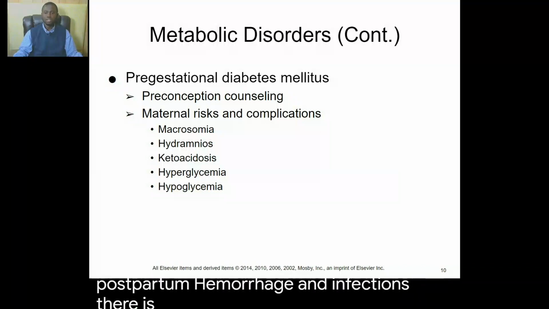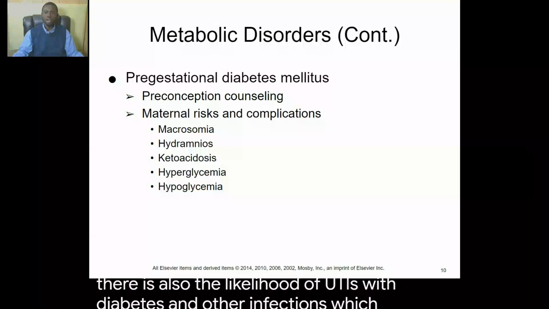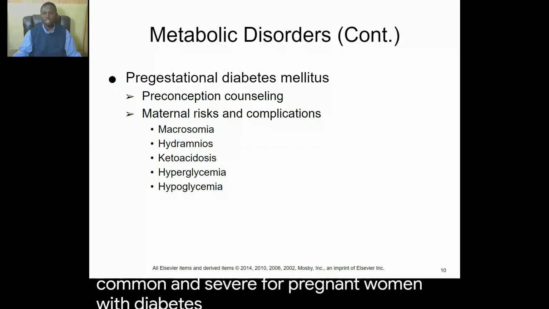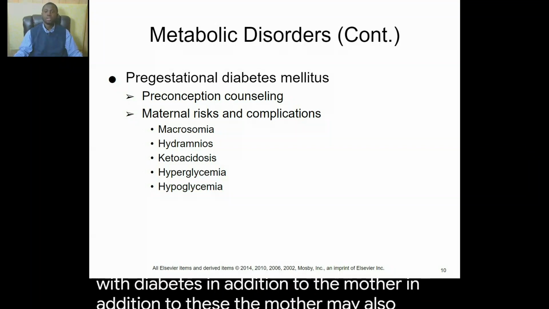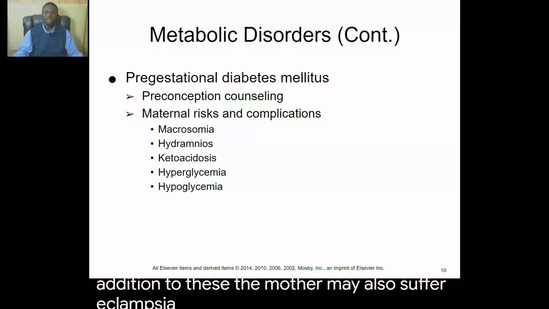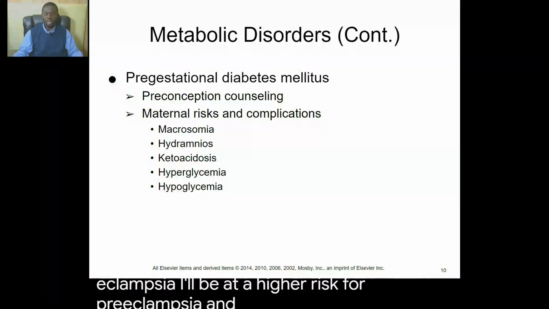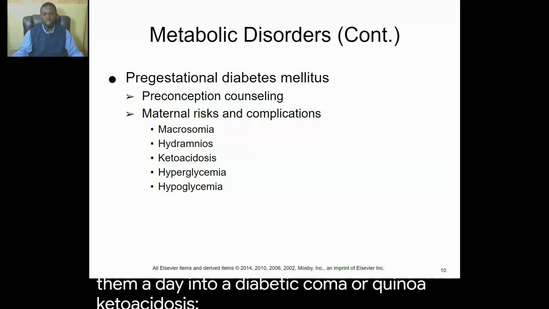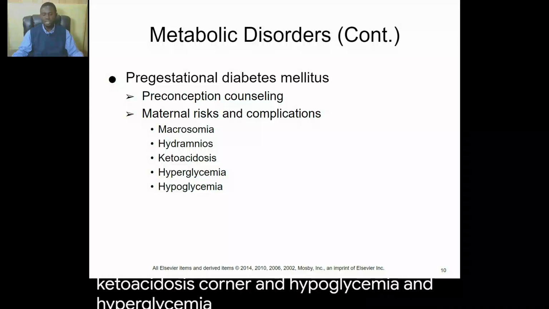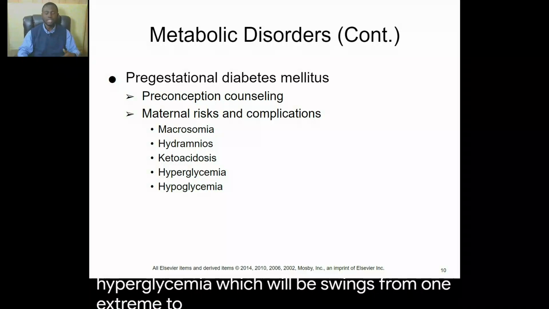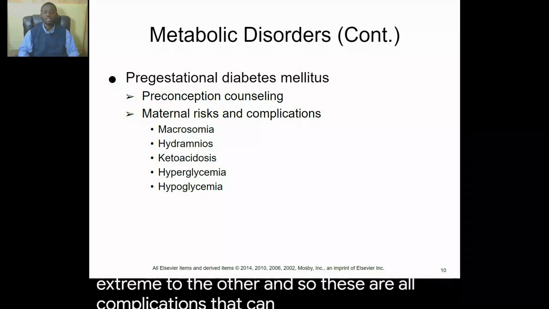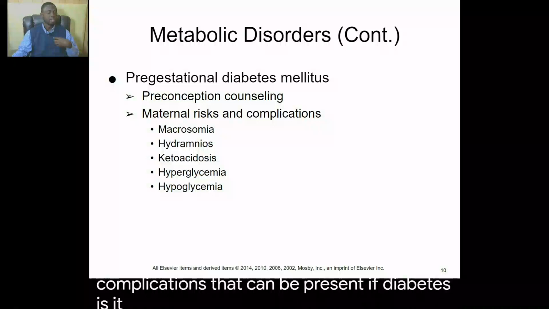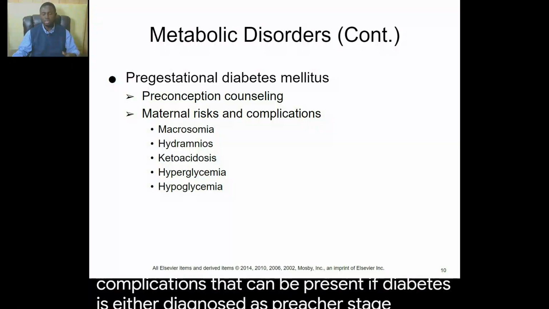There is also the likelihood of UTIs with diabetes and other infections which are common and severe for pregnant women with diabetes. In addition to these, the mother may also suffer from preeclampsia or be at a higher risk for preeclampsia, and ketoacidosis can send the mother into a diabetic coma or ketoacidosis coma, and hyperglycemia and hypoglycemia, which will be swings from one extreme to the other. And so these are all complications that can be present if diabetes is either diagnosed as pregestational or gestational.